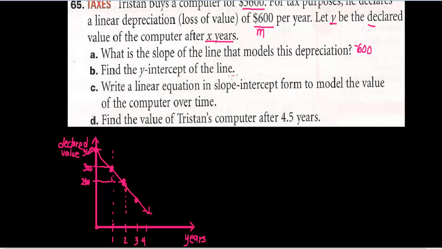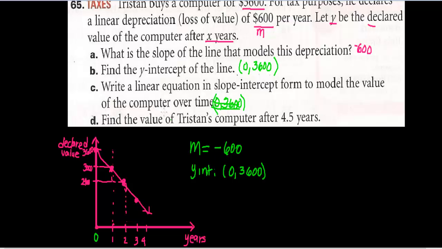The second question: find the y-intercept of the line. What is the y-intercept? They're asking you, where does this line cross the y-axis? My starting point was the initial value of the computer, which was the buying price, $3,600. That's why I started off at x equal to 0. The computer was worth $3,600. I bought it, and a year later, it was worth $3,000. So this is where this line crosses the y-axis, at $3,600. That means this is your y-intercept. It's the coordinate (0, 3,600). So far I have a slope of negative 600, and a y-intercept at (0, 3,600).